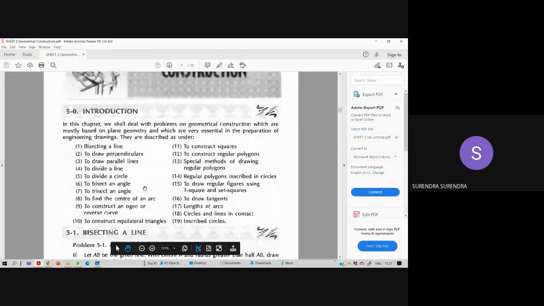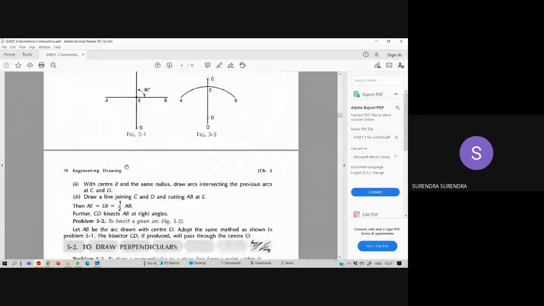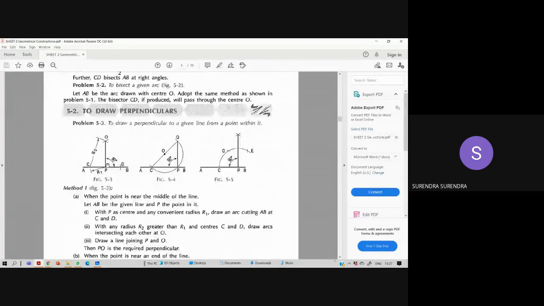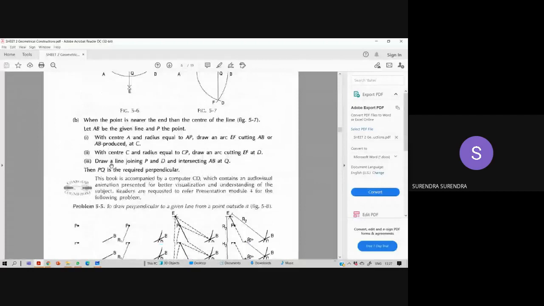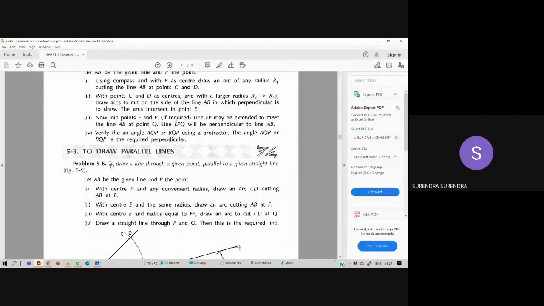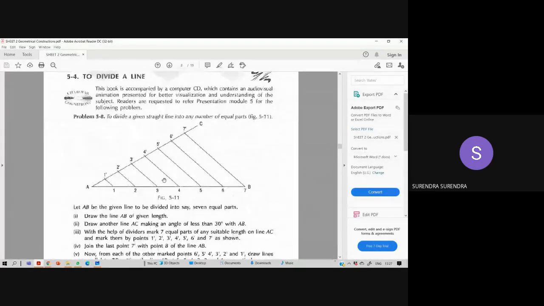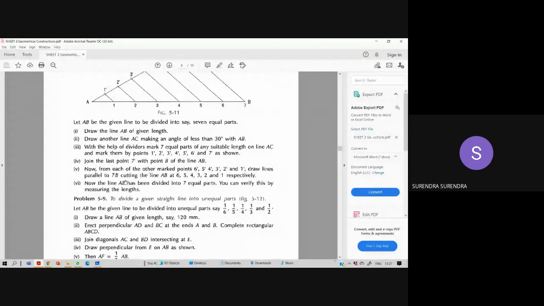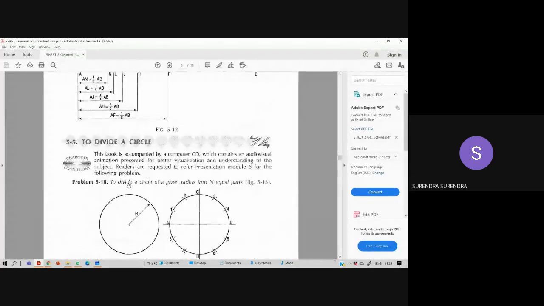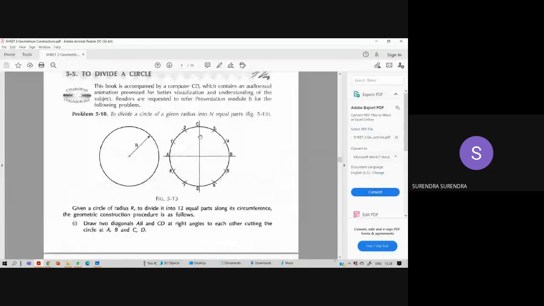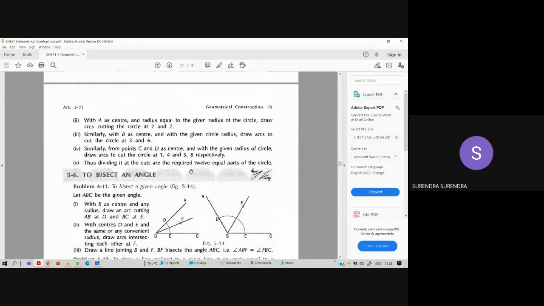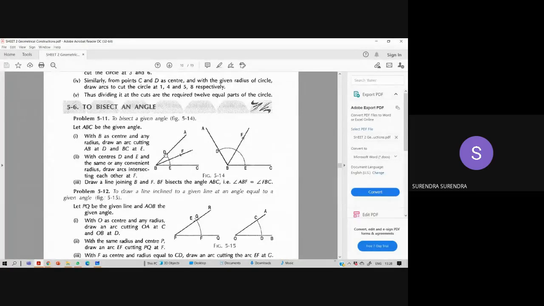See here, bisecting a line. The step-by-step procedure is there, what we discussed now. Next, dividing a line into an equal number of divisions. There's a step-by-step procedure. Similarly, dividing a circle into 12 equal divisions. Similarly, bisecting an angle.